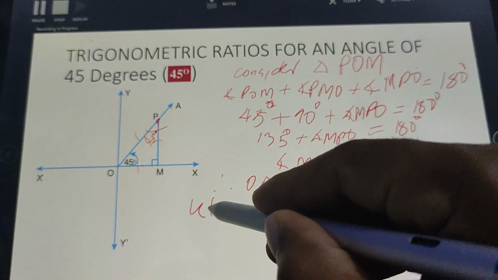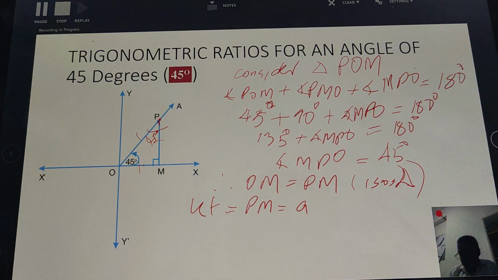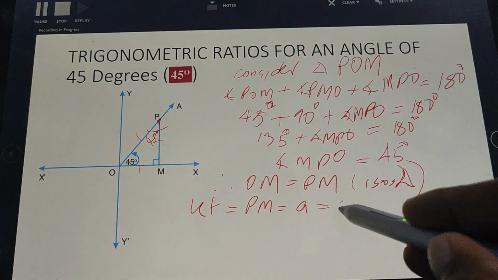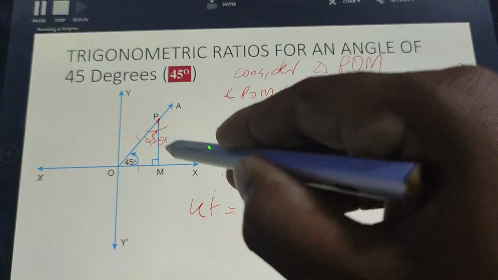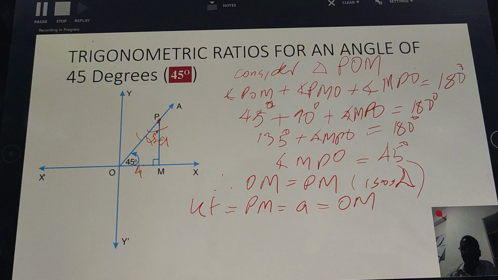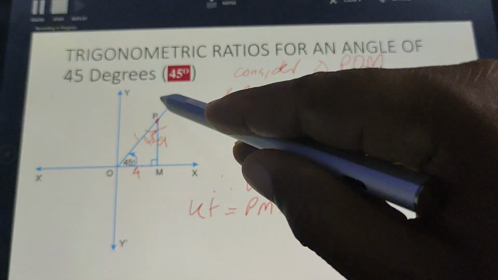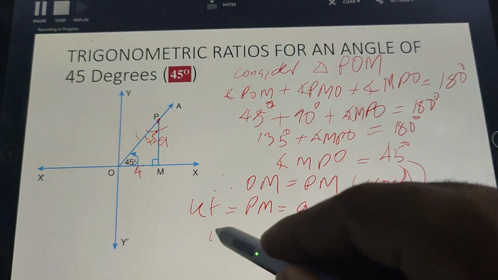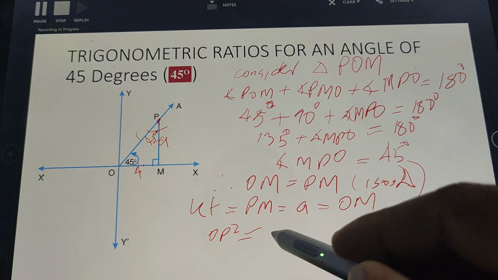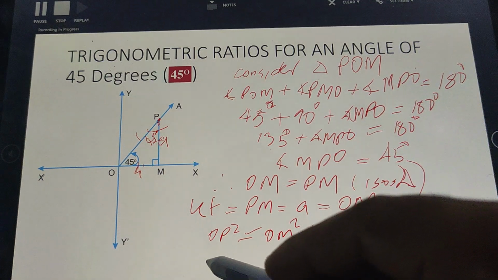So we can let one of that side, let's say PM, be equal to A. It means it will be equal to OM. So there is A, there is A. So we are remaining with OP. Now finding OP, we can use Pythagoras theorem. So using Pythagoras theorem, we can say that OP squared will be equal to OM squared plus PM squared. All right. So OP we don't know.